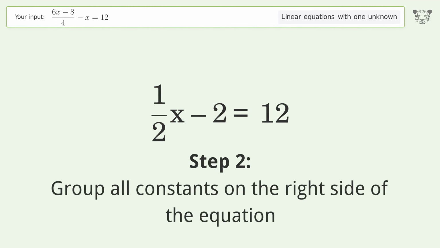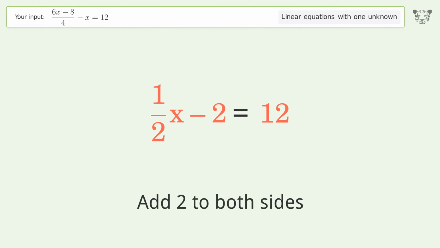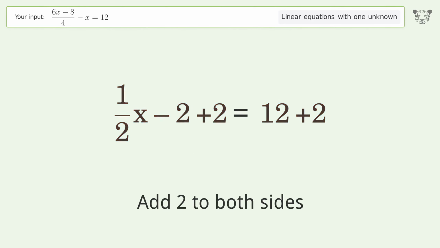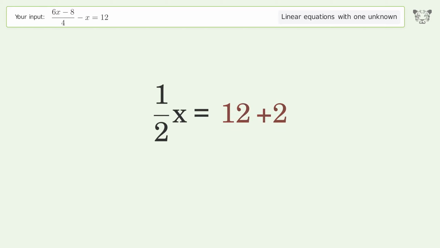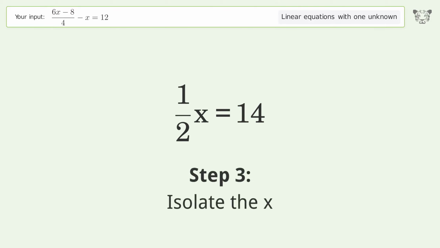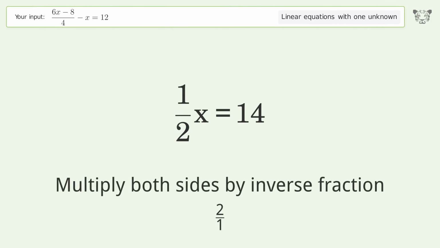Group all constants on the right side of the equation. Add 2 to both sides. Simplify the arithmetic. Isolate the x. Multiply both sides by inverse fraction 2 over 1.